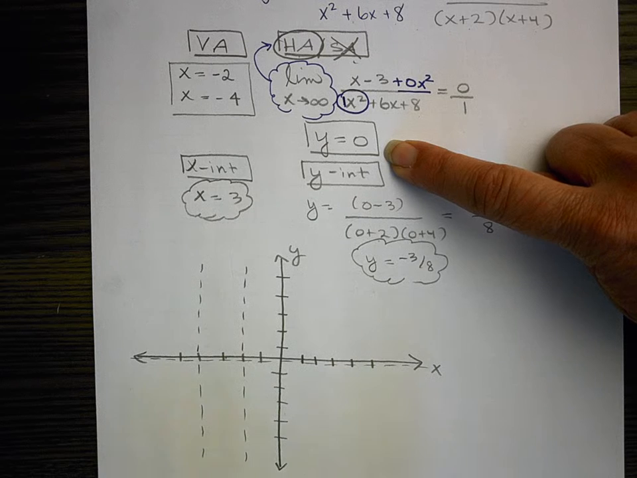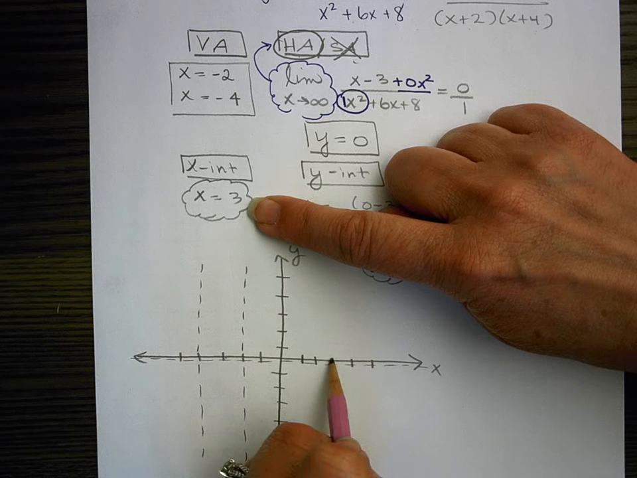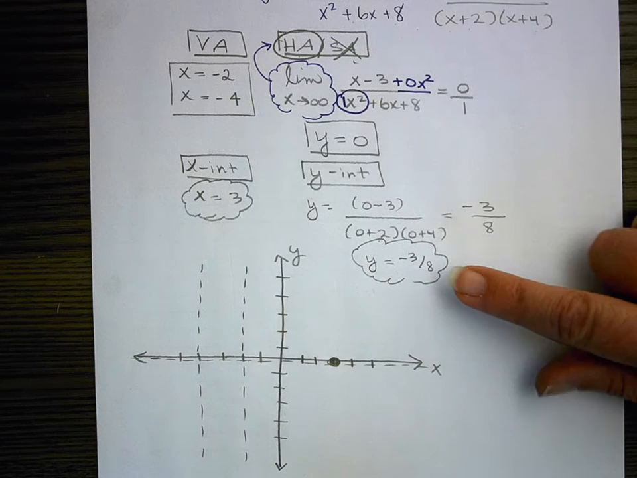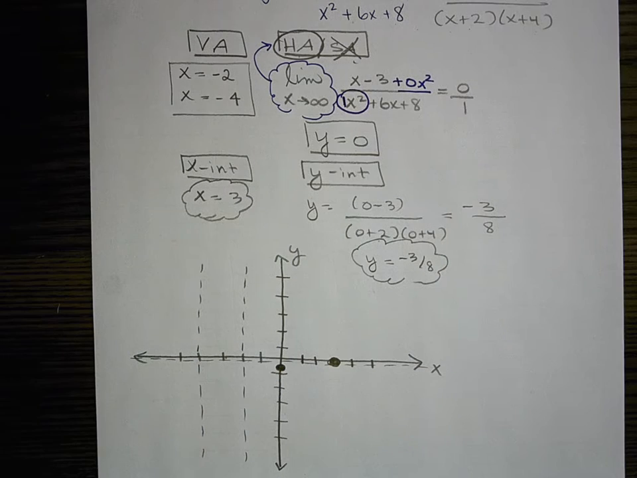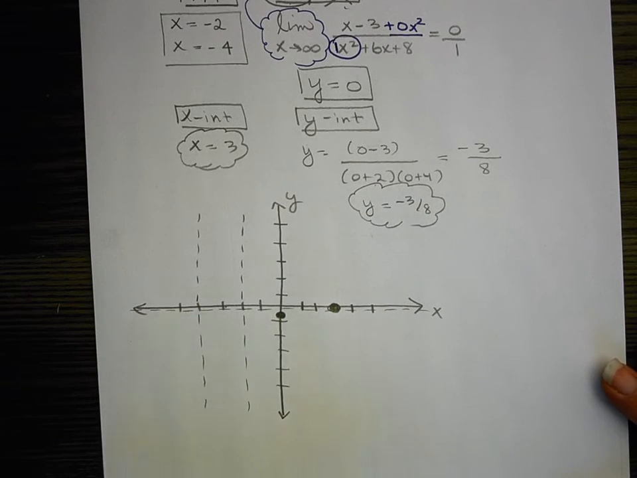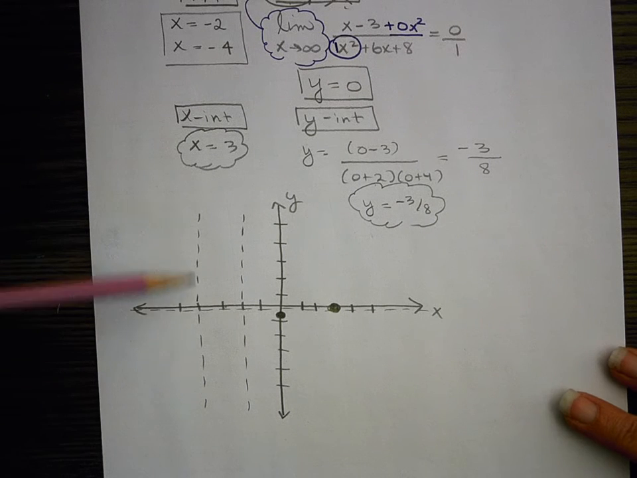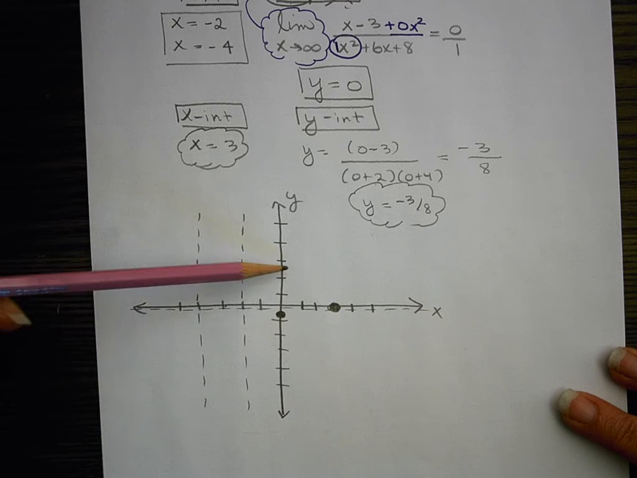And then I have an x-intercept at 3. And then a y-intercept at -3/8. Okay, so I'm going to have 3 branches. So how do I know I have 3 branches to graph? So I have 2 vertical asymptotes. So I have to have a branch to the right of it, in between them, and to the left of it.